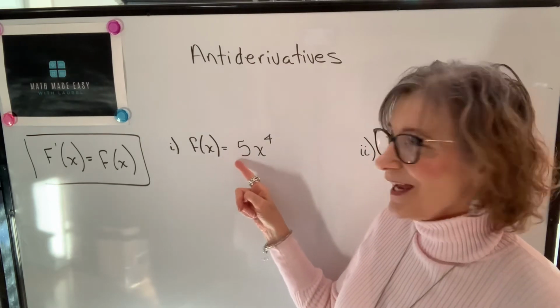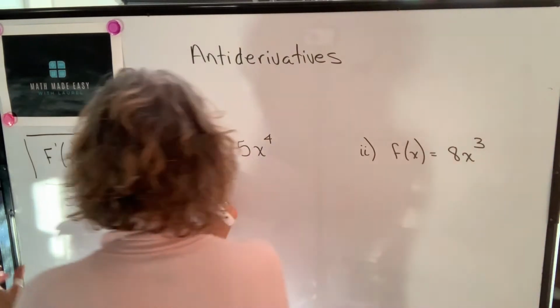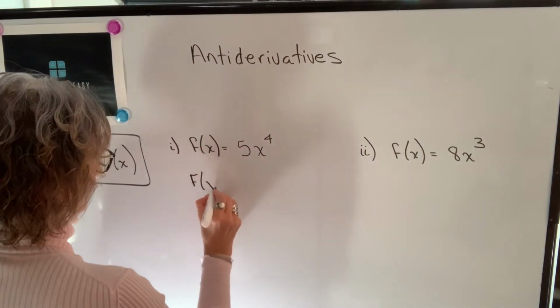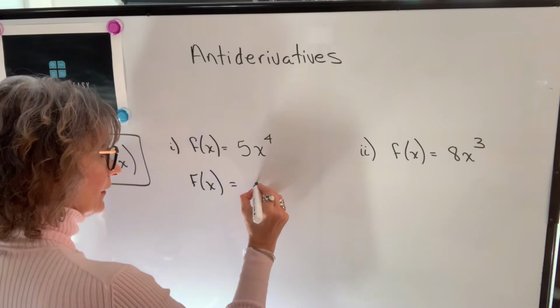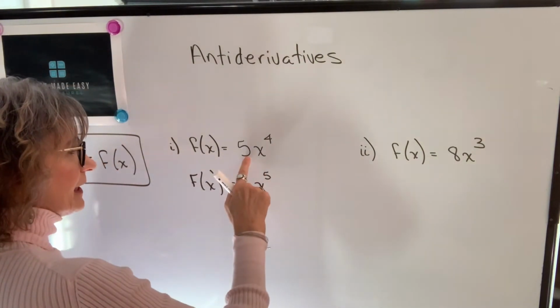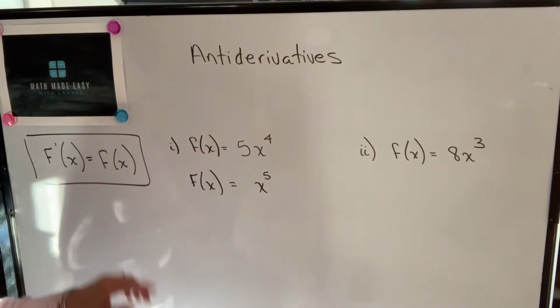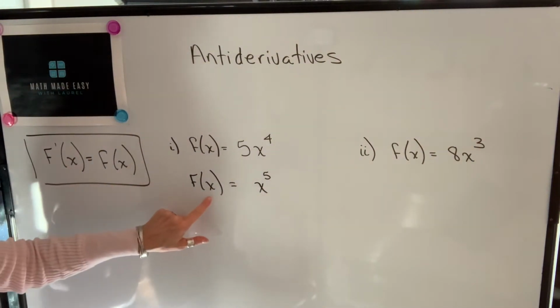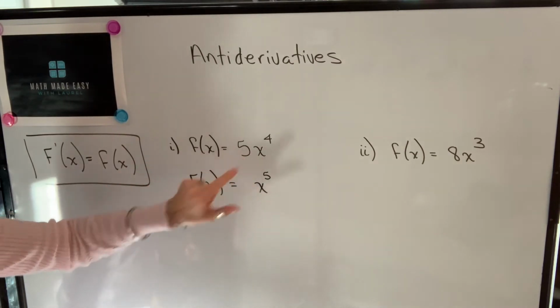If I want to find the antiderivative of this, which is the capital F of x, I add a 1 to my power of x, so that'll be x to the 4 plus 1 will be x to the 5. And I take this coefficient and I divide by 5 to get a 1. So does the derivative of capital F of x equal small f of x? Does the derivative of this equal this? Yes.